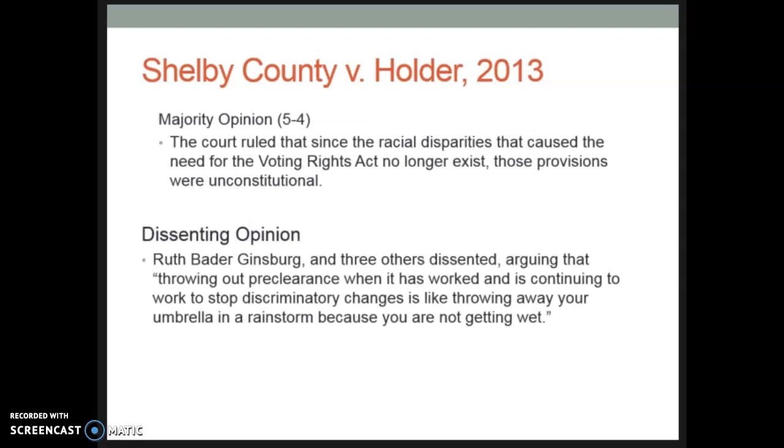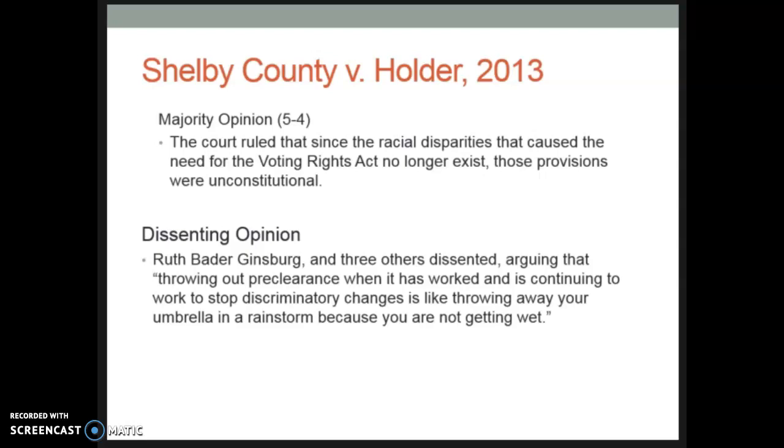So the opinion in this case, the majority opinion, it was a 5-4 decision along ideological lines. The court ruled that since the racial disparities that caused the need for the Voting Rights Act in 1965 no longer exist, those provisions were unconstitutional. So basically, the majority said, since Shelby County, Alabama, and other counties like it in the South are no longer racist, then they no longer have to be on probation and oversight under the federal government Department of Justice.